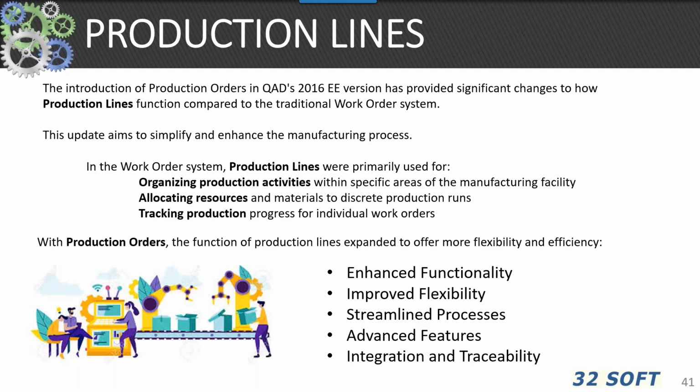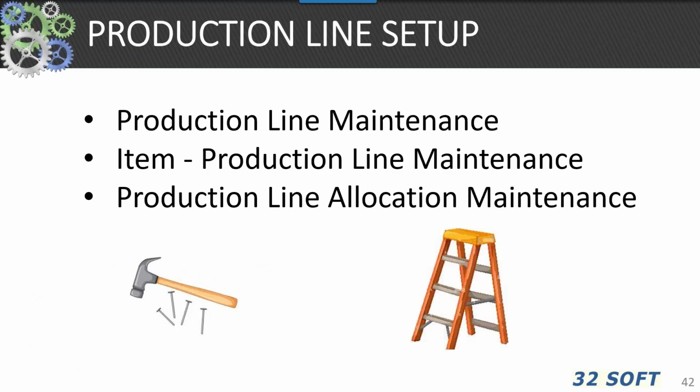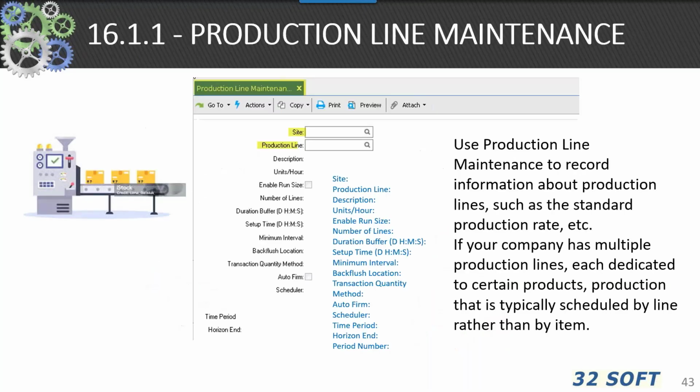MSW and PSW workbenches. There are three primary actions required for production lines to set up production resources. That is, define the production line, relate each item to a specific production line, that's new, and allocate resources of the item to a production line in allocation maintenance.